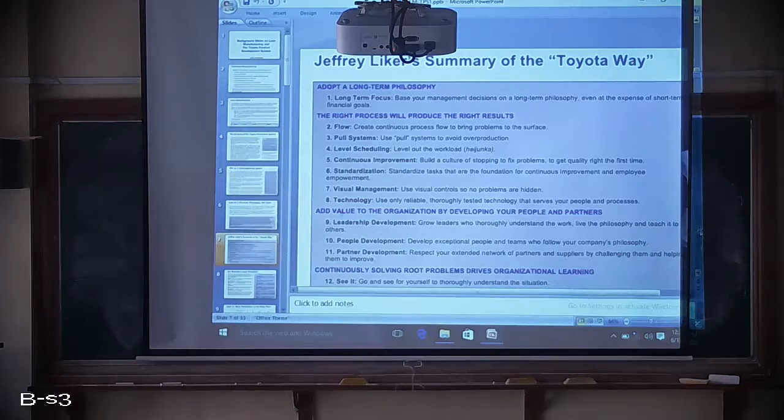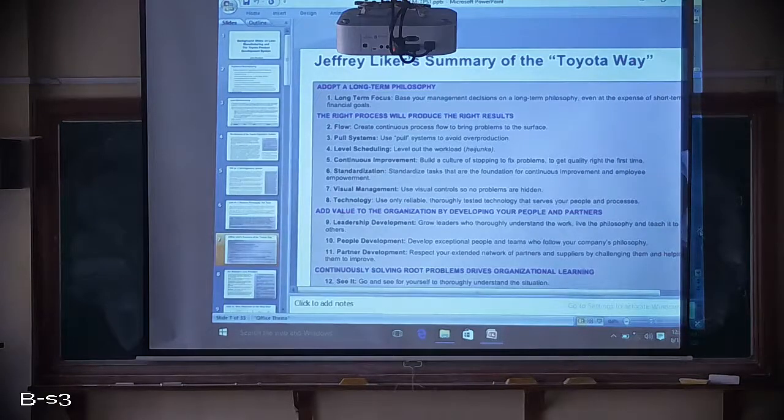That's why the just-in-time concept and all of that exist, basically because of the good partnership between supplier and customer, buyer and supplier. Unless you establish a good relation between supplier and buyer, the just-in-time concept won't work. That's why always respect the network of partners as well as suppliers and help them to improve. Mutual, win-win. Continuously solving root problems drives organizational learning.